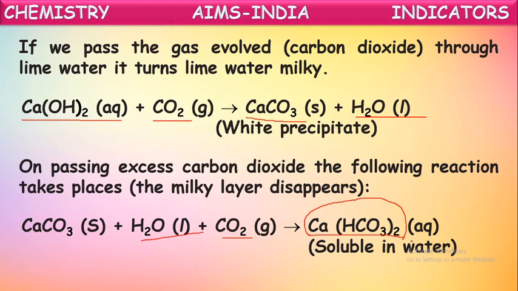This calcium bicarbonate is soluble in water, so it disappears. It dissolves into water. So the white layer obtained at the start will disappear after a certain time if you pass carbon dioxide continuously onto that. So by passing excess carbon dioxide, the milky layer obtained will disappear because of the formation of calcium hydrogen carbonate. This calcium carbonate turns into calcium hydrogen carbonate, which is soluble in water, so that milky layer disappears.